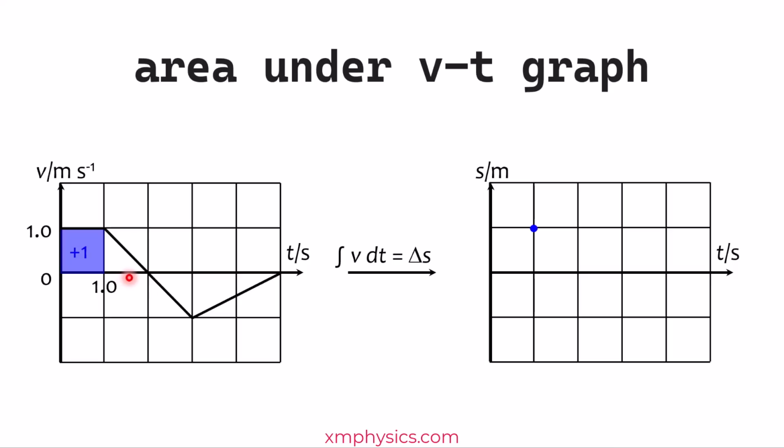In the next 1 second, we still have a positive area of 0.5. So that means we'll travel further by a distance of 0.5. That's why it goes from 1 to 1.5.